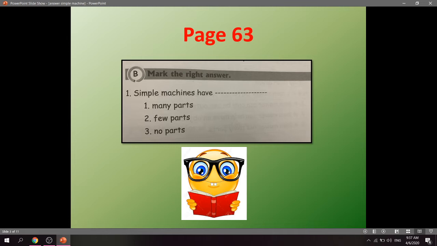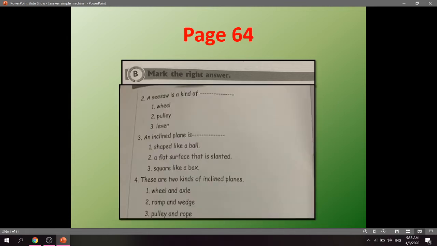Now remember those simple machines like the lever. For example, it has many parts or few parts or no parts? Exactly, few parts, because it's so simple. Now page 64. A seesaw is a kind of. Remember the seesaw? You can play with your friend. You can go and find it in the park, and you play it with your friend.